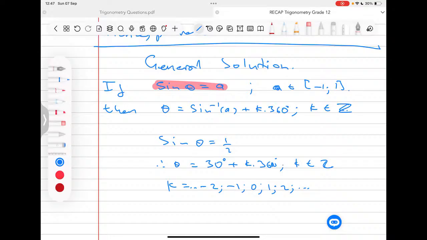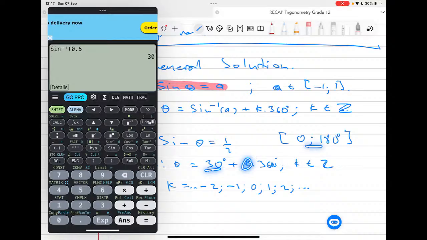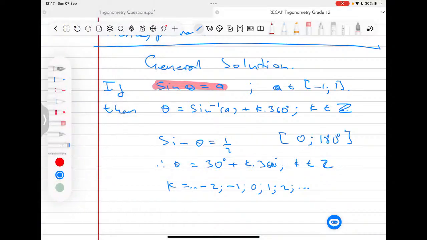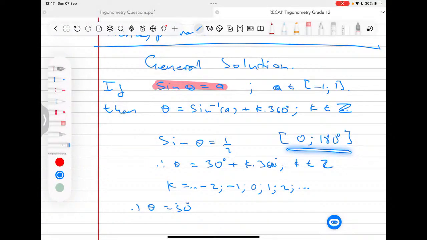So sometimes in the question, they'll tell you that maybe your theta should be between 0 and 180 degrees. That would mean that you will start testing it. For example, if I put 0 here, I'll have 30. 30 falls within this interval, right? So it means theta will be equal to 30. Then we can have 1. If I put 1 here, it then means I'm going to have 30 plus 360. Do you see that 30 plus 360 doesn't fall within this interval? It is not in this interval, so it is not a solution.